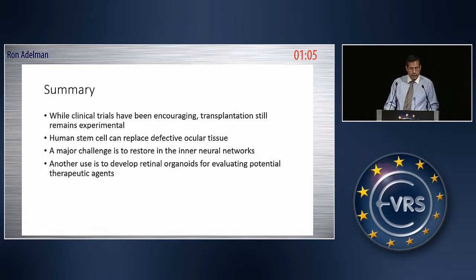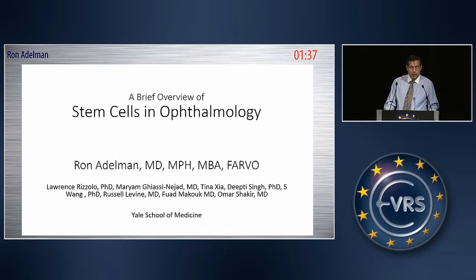So in summary, while clinical trials have been encouraging, this is still a very experimental treatment. Human stem cells can replace defective ocular tissue. We are still at the beginning of this, and it will become better and better. A major challenge is to restore the inner neural network connecting axons and dendrites. And another use of stem cells is that when we have a dish of organoids of retina, then we can actually study medications for safety in that dish. Thank you very much.